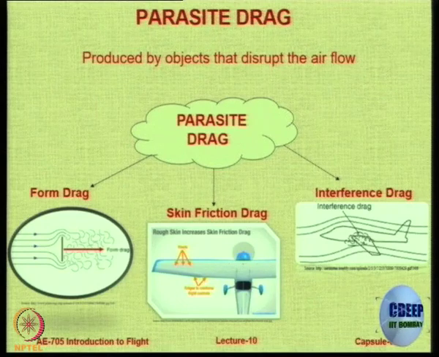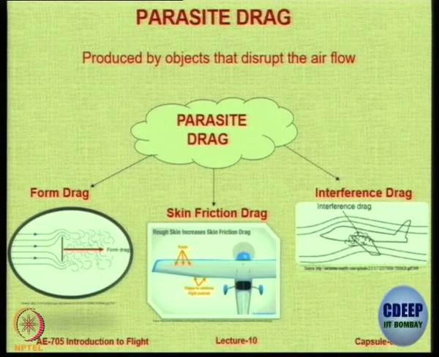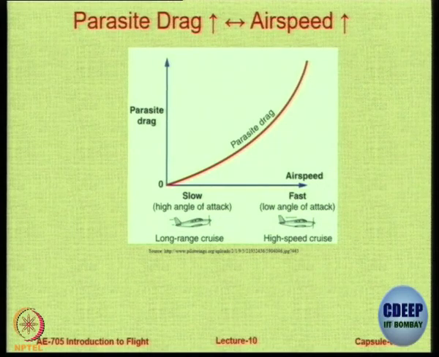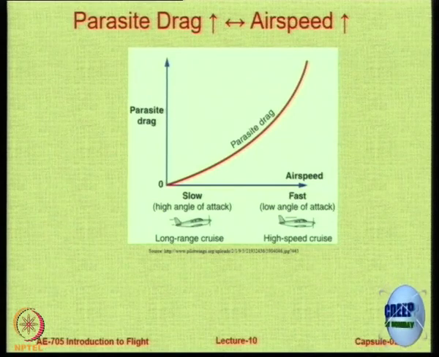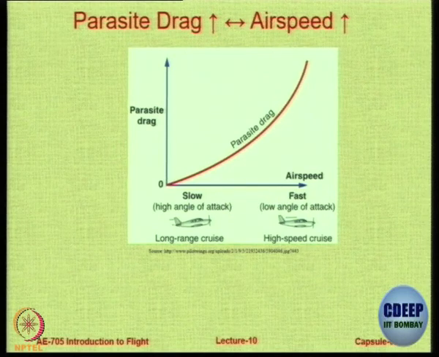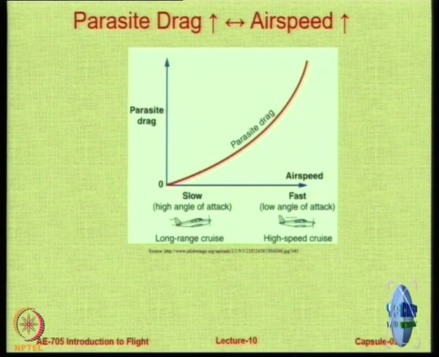So, all these three together are not at all connected with generation of lift. Even if you have no lift, you will still have these three drags. So, we call them parasite drags. And this drag increases as the airspeed increases. In general, if you fly slow at a high angle of attack, you will have higher form drag, but when you fly fast at low angle of attack, the rubbing of the air on the surface could give you more. So, it depends on which of these terms is more in magnitude.